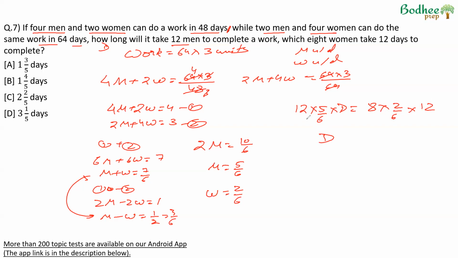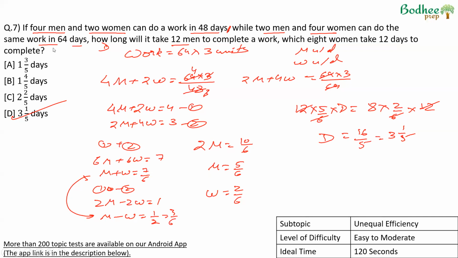6 and 6 will cancel. 12 and 12 will cancel. D will be 16 by 5, which is nothing but 5 3s are 15, 3 and 1 by 5 days becomes the answer, option D. Overall, since equation is involved, therefore I'm saying it might go up to moderate. Conceptually it is easy, but since there is equation involved, I'm saying moderate because the attempt time will also increase to maybe 2 odd minutes.